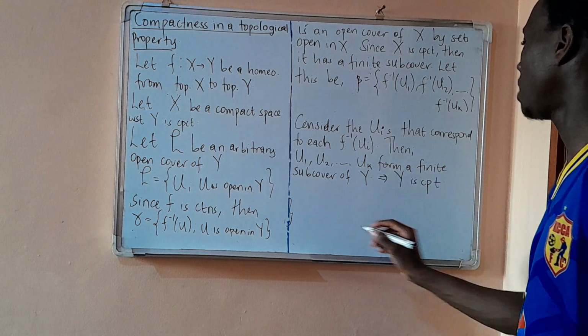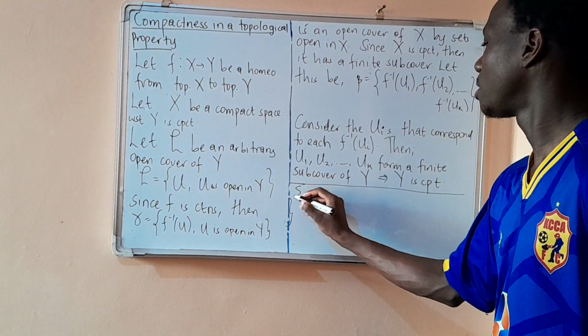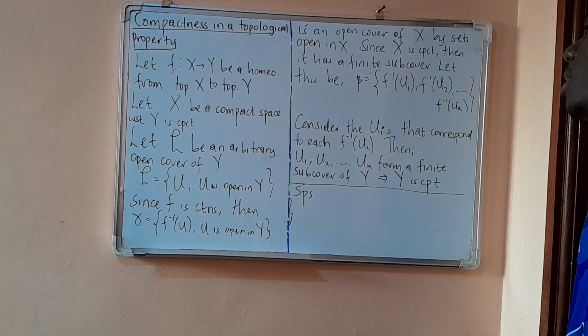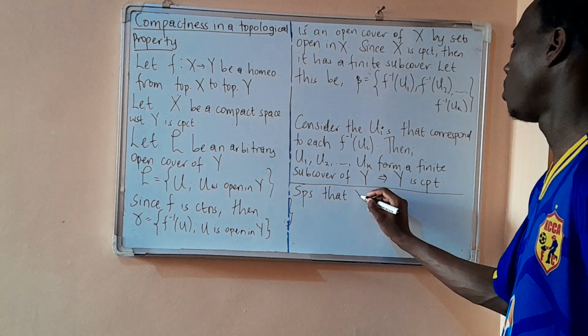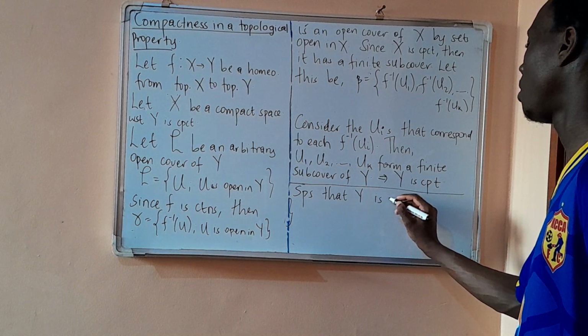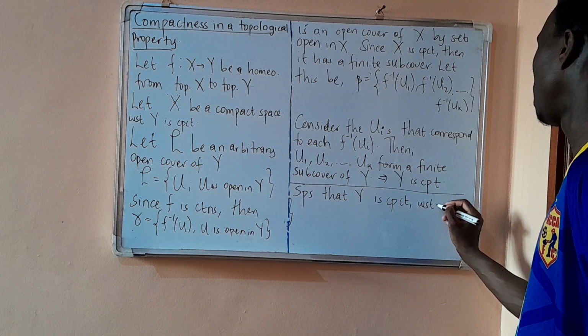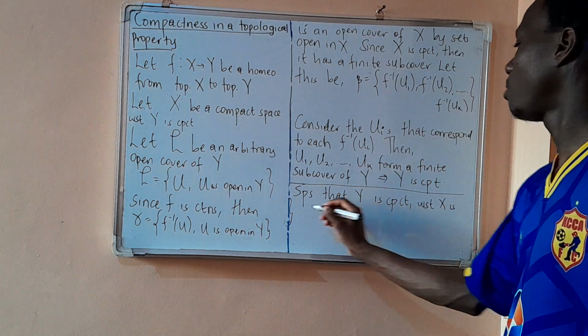That is the first part of the proof. In the first part we supposed that X is compact. Now suppose that Y is compact. We show that X is compact.